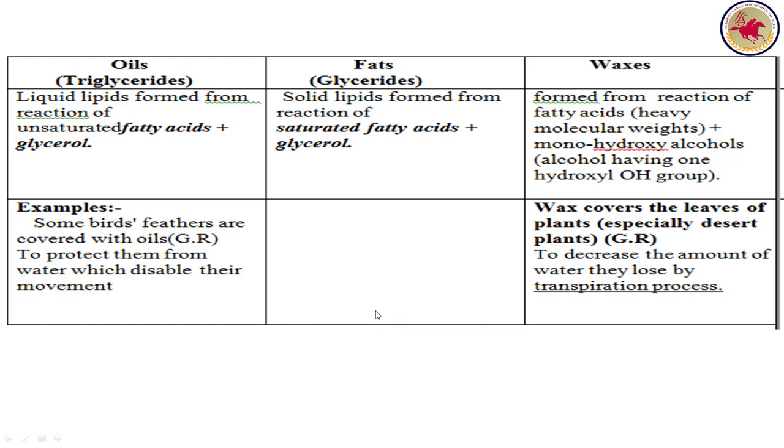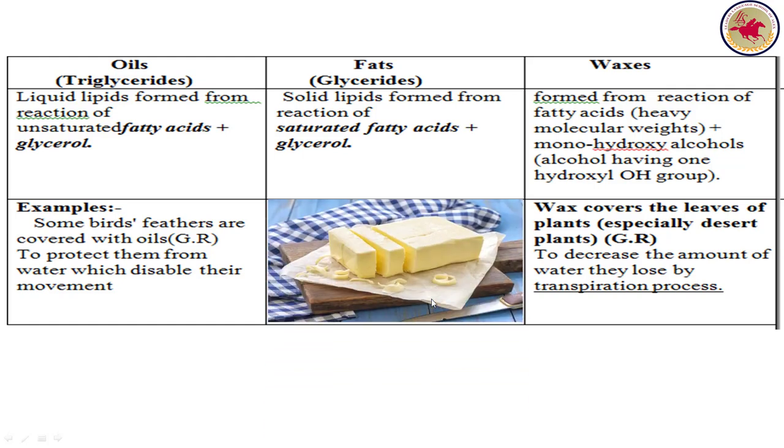Number 2, fats or glycerides, are solid at ordinary temperature. The responsible factor for their solidity is the type of fatty acid, which here is saturated. Saturated means the chain of fatty acid contains only one type of bond, a single bond between carbon atoms, so it is saturated with hydrogen atoms. And the other part is glycerol, like butter.